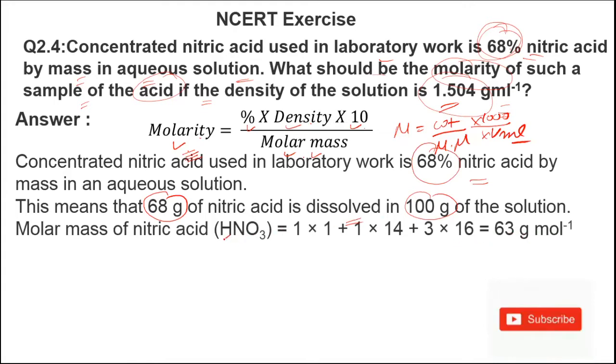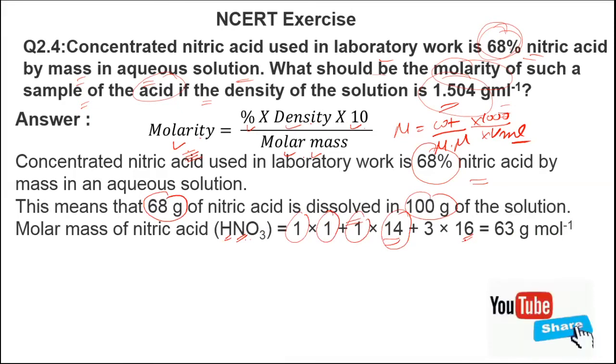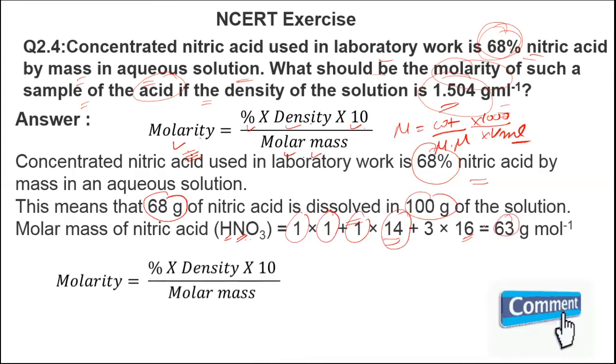There is one hydrogen atom. I multiply 1 with 1 because atomic mass of hydrogen is 1. Nitrogen is 1, so 1 into 14, as atomic mass of nitrogen is 14. There are 3 oxygen atoms, 3 into 16 because 16 is the atomic mass of oxygen. So net value comes to be 63 gram per mole.